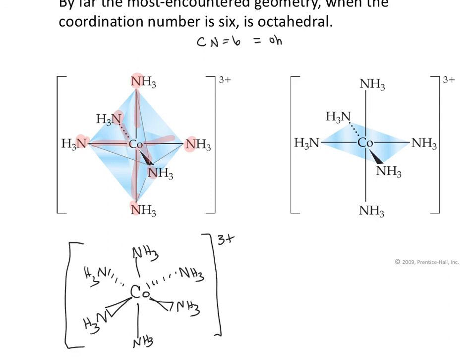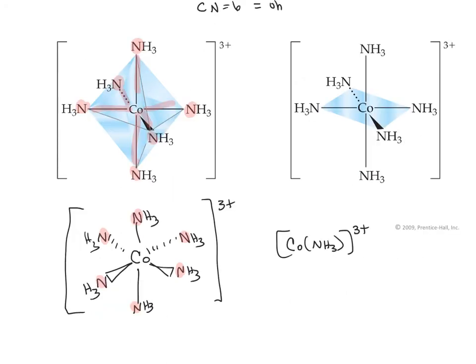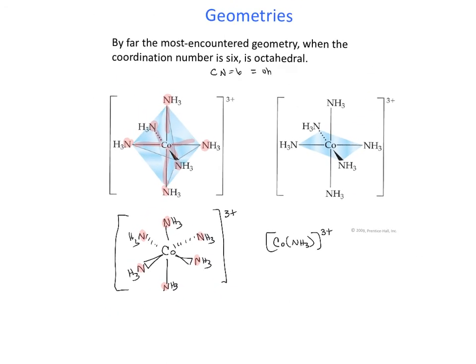And again, looking at my donor atom, N, supplies the 2 electrons for that coordinate covalent bond. Let's go ahead and review the chemical formula. Cobalt first, then the ligands. Close the square brackets, 3 plus. So hopefully this was a good explanation for our different geometries and coordination numbers.